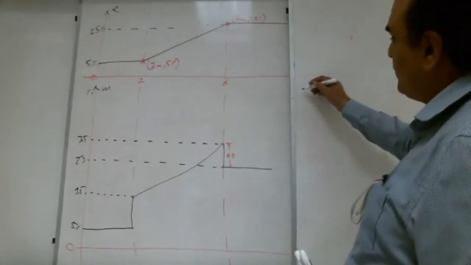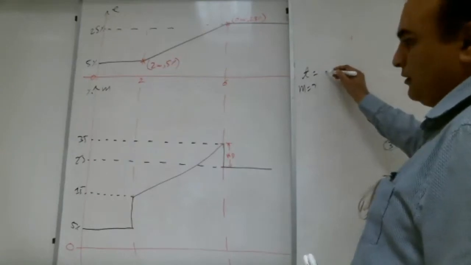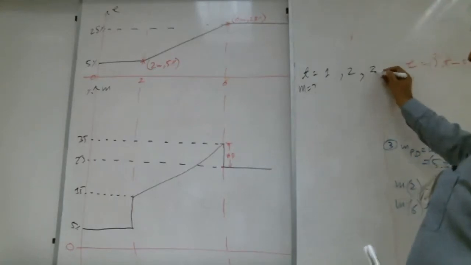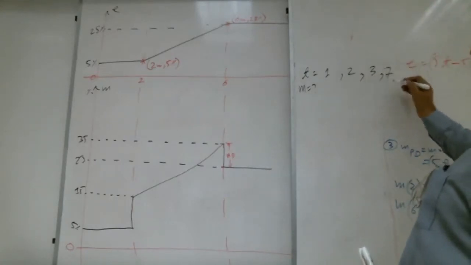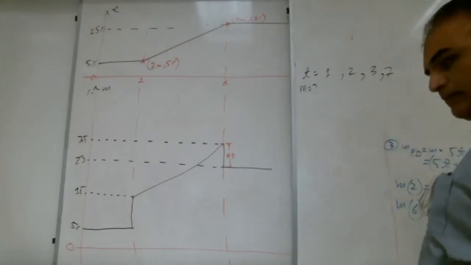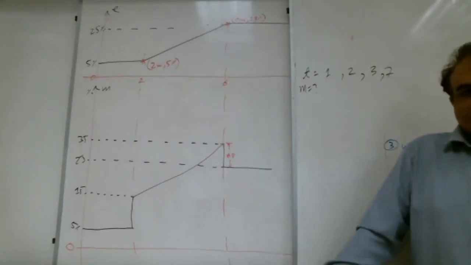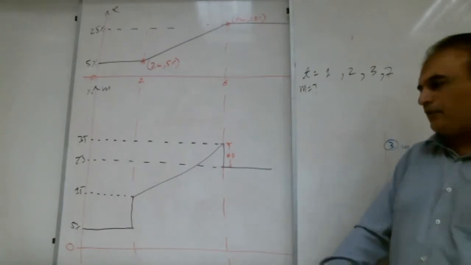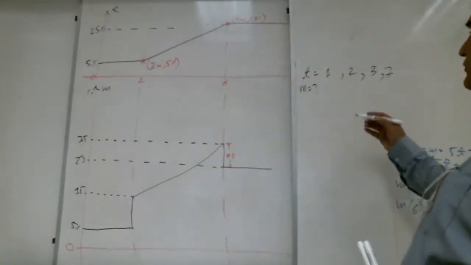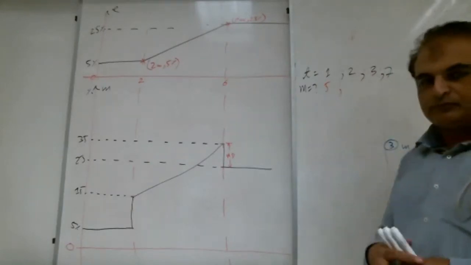We need to find the output at a time of 1 minute, 2 minutes, 3 minutes, 7 minutes. We need to find the output at these times. So what is the output at 1 minute, Shabab? 5. Very good. A lot of brothers are saying 5. Because from 0 to 2 minutes, output is 5. So 1 minute is also 5. That's good. What is output at 2?